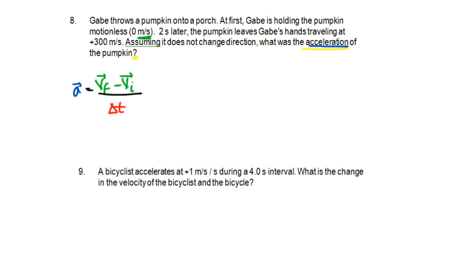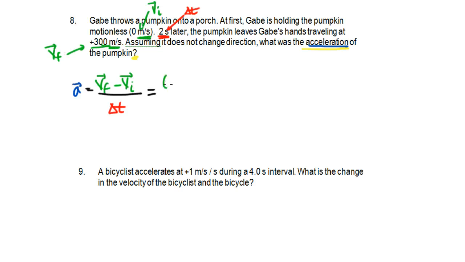And so I see here meters per second, it's a velocity. Meters per second, that's another velocity. And I see seconds, that's a time. Okay? This has got to be the initial velocity. He's holding the pumpkin motionless. There's v sub i. 2 seconds later, the pumpkin leaves and it's going at plus 300 meters per second. That's v sub f. And again, 2 seconds later, this is your time, delta t. Okay, we have everything we need. Let's plug in and solve.